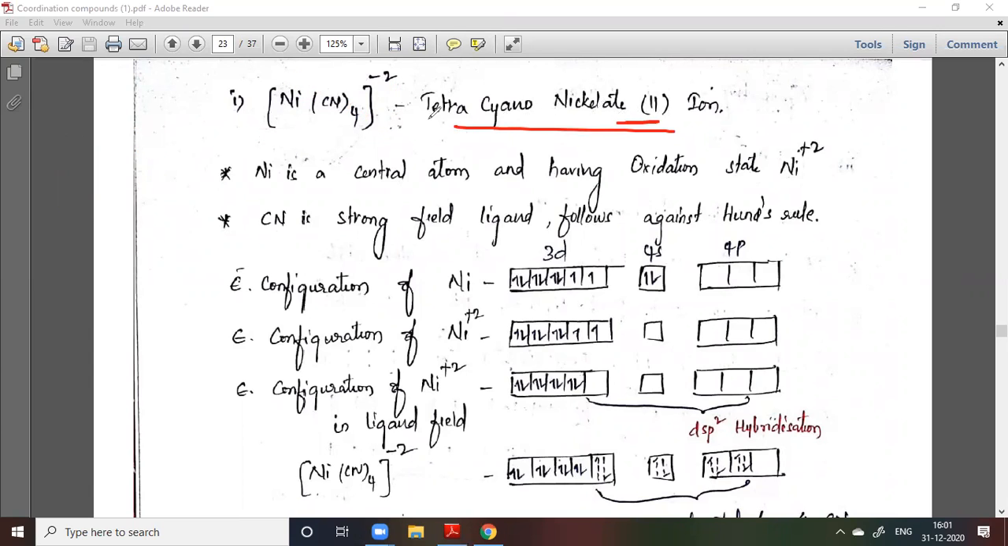The name of this complex will be tetracyanonickelate(II) ion. Why nickelate? Because it is an anionic complex, and if it is an anionic complex, definitely the suffix will be -ate. So the name of this complex is tetracyanonickelate(II) ion. You should write ion also, because it is not neutral, it is an anionic complex. Now let us understand the VBT of this particular complex.